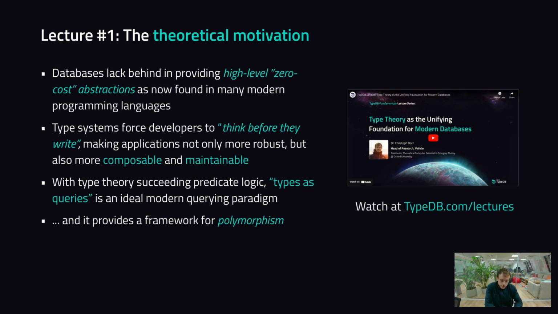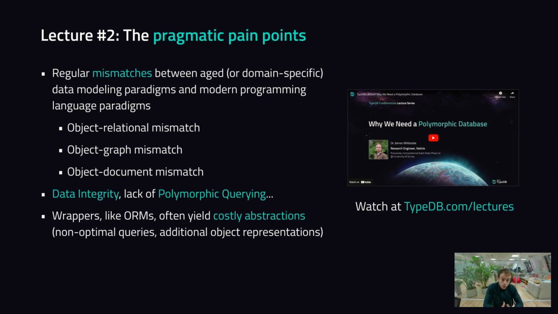In the second lecture, we learned from James about some of the more pragmatic pain points complementing the theory. In particular, James told us about the regular mismatches that we face today between, on one hand, rather aged or domain-specific data modeling paradigms and modern programming language paradigms on the other. First and foremost, that includes the object-relational mismatch, which is well known and frequently discussed, but James also told us about the object-graph mismatch, the object-document mismatch, and in fact, a range of other pain points, for instance, concerning data integrity or the lack of polymorphic querying that we're facing.